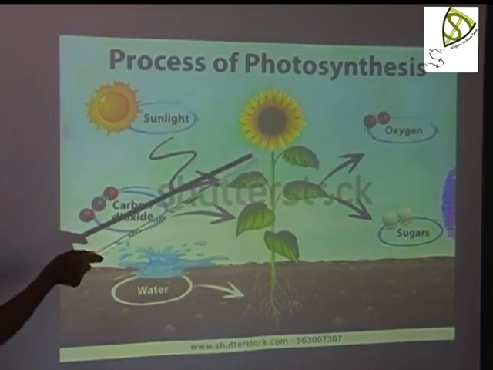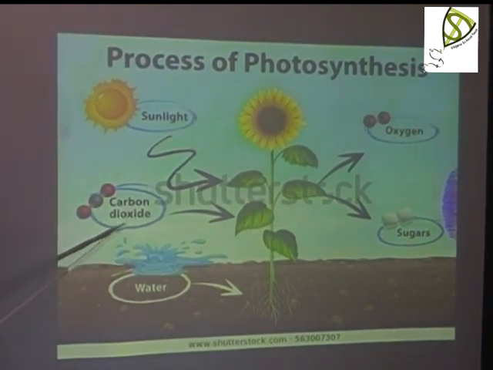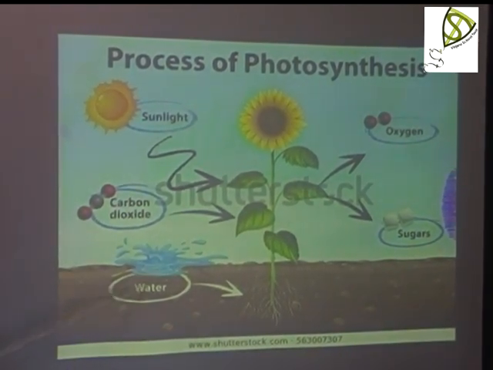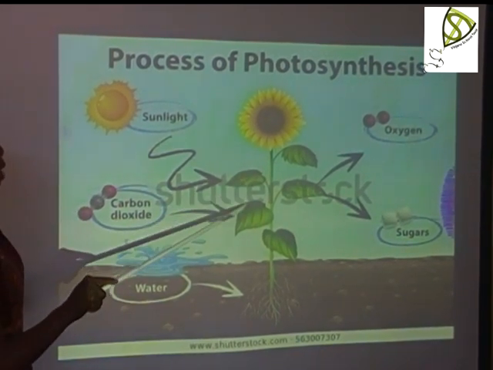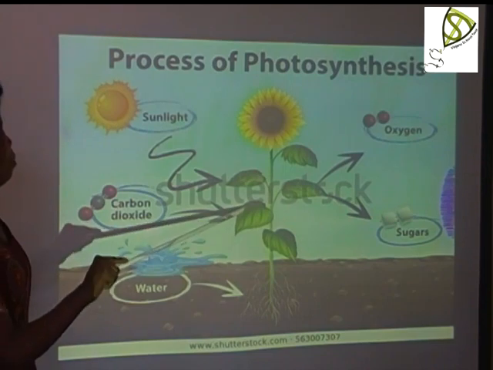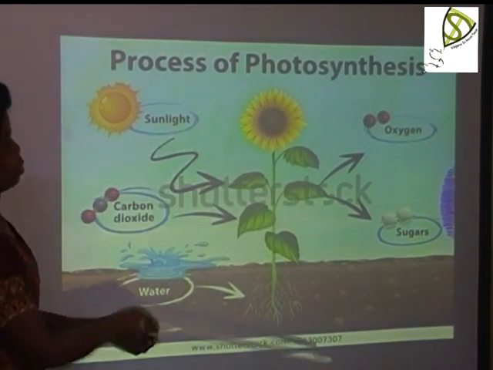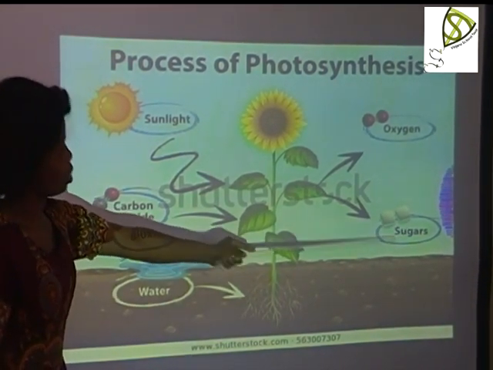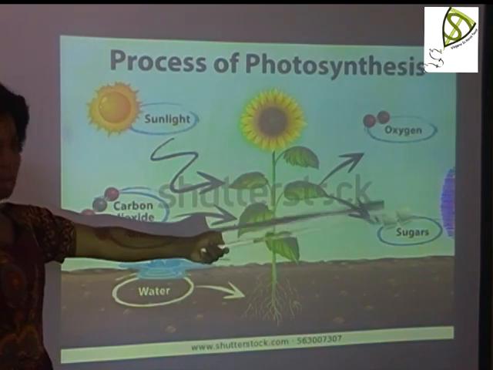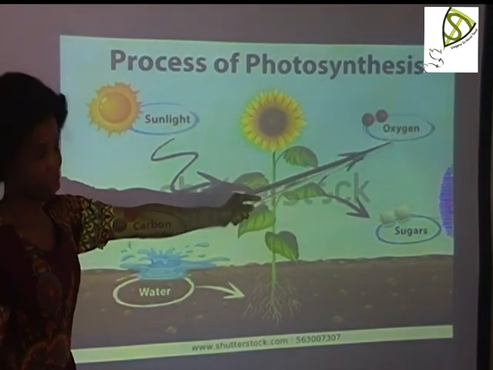So after this happens, where we have the combination of carbon dioxide and water, and sunlight being trapped by chlorophyll in the leaves, we are going to have the resultants, which we call the products. So the products are going to be the sugars, which are also known as glucose, or in other books you find it written as carbohydrate, as well as the oxygen.